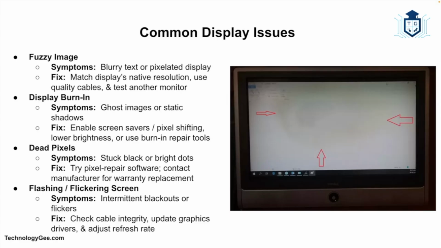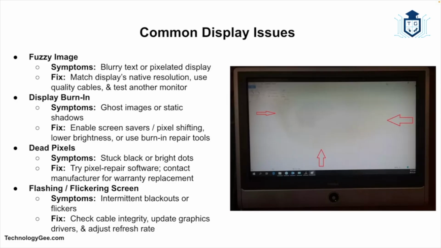So inspect the cables for any loose connections or fraying, because a poor connection can cause the display to flicker. You want to test with another monitor. So if possible, test the device on another monitor, and if the problem persists on another monitor, then the issue is likely with the graphics card or the device. You also want to update your drivers. So make sure that your video drivers are up to date, because outdated drivers can sometimes cause display issues like flickering. And you also want to adjust the refresh rate.